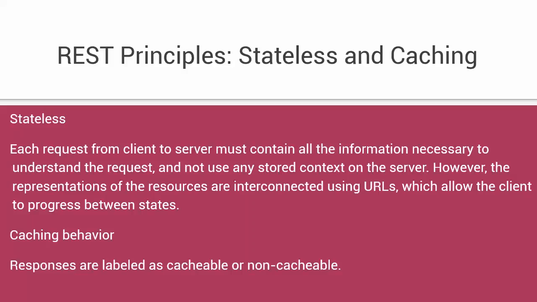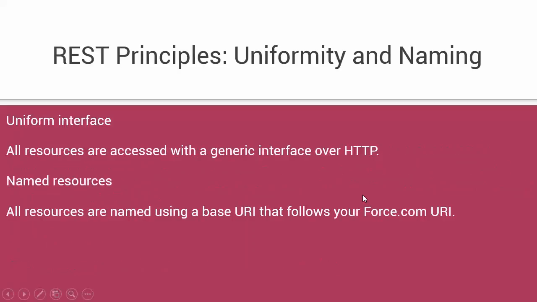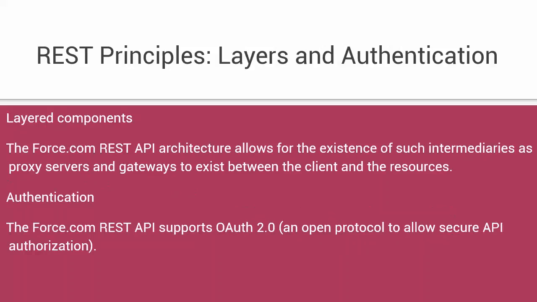What does cacheable mean? It means that a resource can be retrieved once and used later without making additional requests to the server. Uniformity and naming. Uniform interface. All resources are accessed with a generic interface or HTTP. Also, all resources are named using a base URI that follows your Force.com URI. Layers and authentication. The Force.com REST API architecture allows such intermediaries as proxy servers and gateways to exist between the client and the resources.